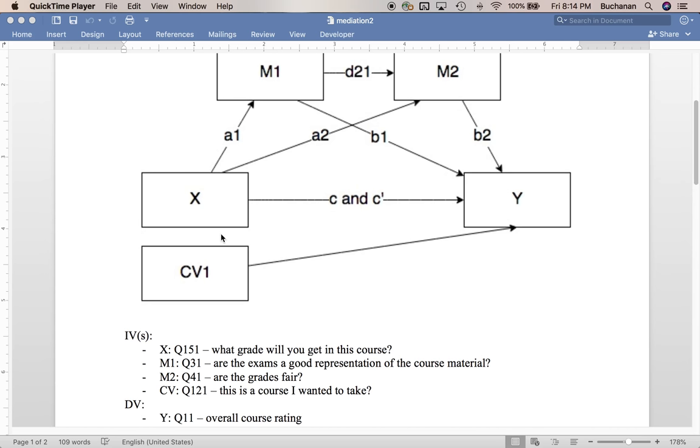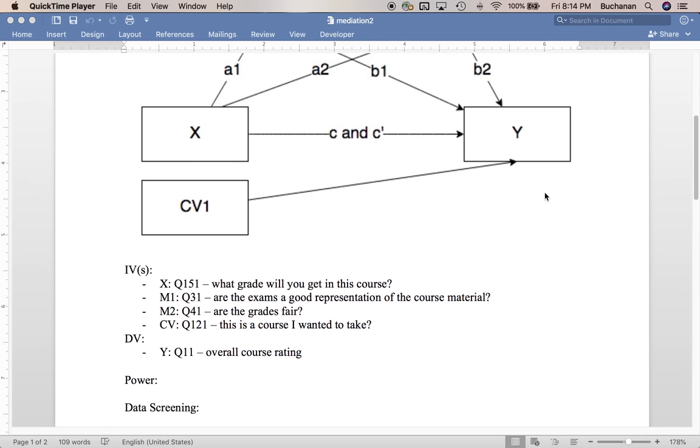So what we think is happening is that there's a relationship between the grade they make in the course and the rating of the course that is mediated by the way the course is graded. And so we're gonna see if there's serial mediation, meaning X to M1 to M2 to Y. So that's our example we're gonna lay on top of a serial mediation model.